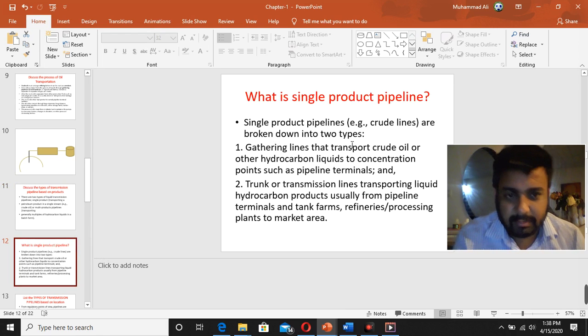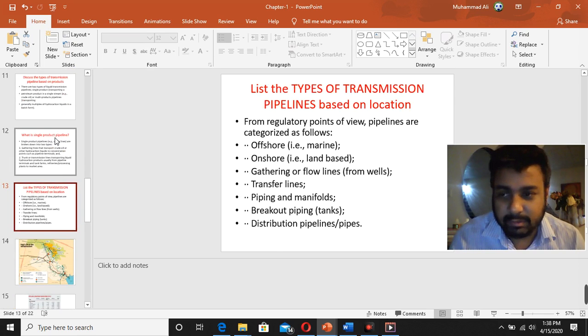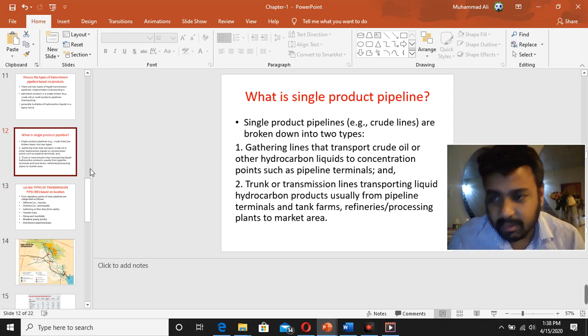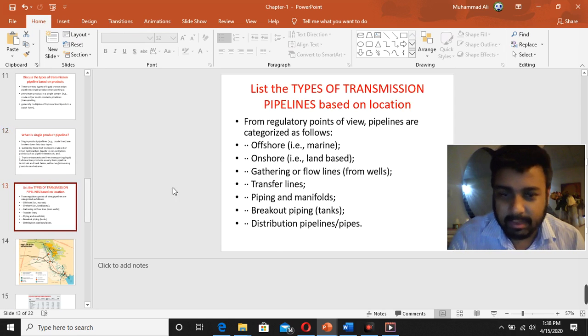A single product pipeline transports only a single product. For example, if you are sending crude oil, you are just sending the crude oil. But then we have multiple product pipelines. For example, you are sending pentane, heptane, or octane separately in separate phases. Then it can be a two product pipeline and so on.